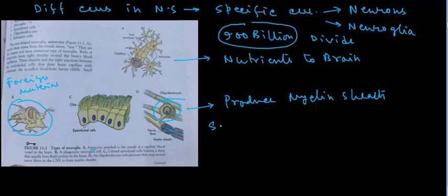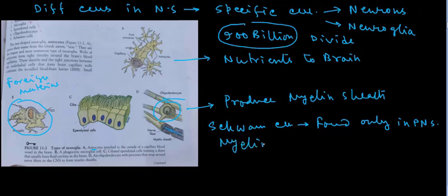Another type of neuroglia is the Schwann cell. This is found only in the peripheral nervous system, and it functions like the oligodendroglia, supporting the nerve fibers and forming the myelin sheath around them. So the Schwann cell forms the myelin sheath around the neuron. This is the function of the Schwann cell.